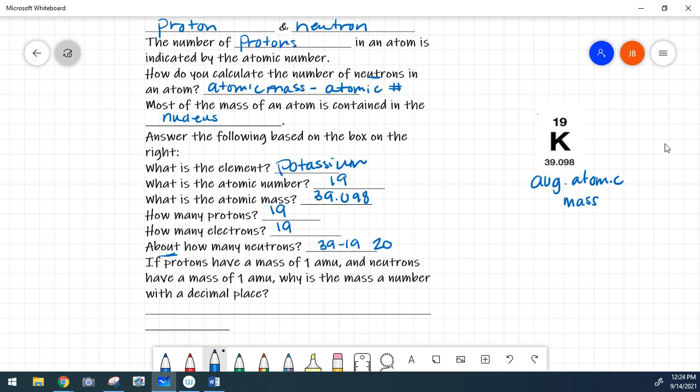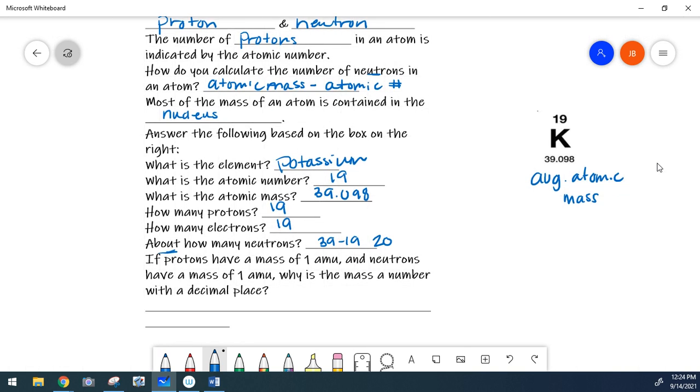All right, so let's see if I can scroll this up. If protons have a mass of 1 AMU and neutrons have a mass of 1 AMU, what is the mass number? Why does the mass number have a decimal place? Why is it? Irene? It is an average, that's right, of what? Of all the, what are they called? Isotopes, that's right. It's an average of all the isotopes. Very good.